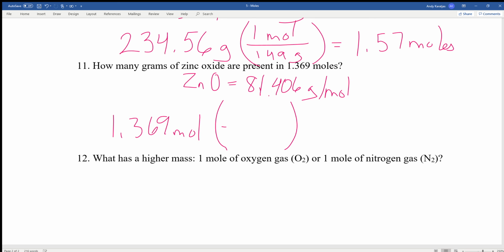And when you're abbreviating moles, you have to be careful. You want to abbreviate it as MOL. Just a lowercase m, we already know, means meters. We don't want to get those confused. So 81.406 grams on top, 1 mole on the bottom, gives us 111.4 grams.